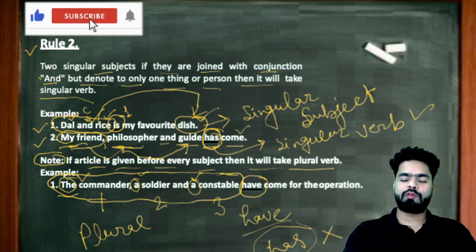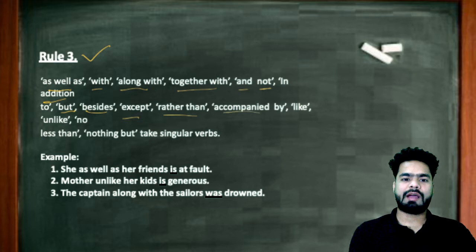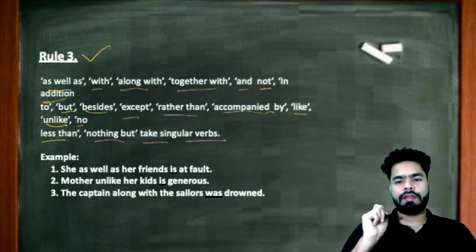Okay, let's move to the next topic, the next rule. Rule number 3 says that as well as, with, along with, together with, and not, in addition to, but, besides, except, rather than, accompanied by, like, unlike, no less than, nothing but take singular verbs. You have to keep these words in your mind.